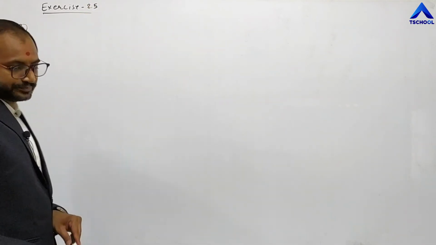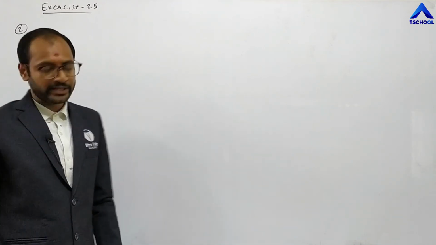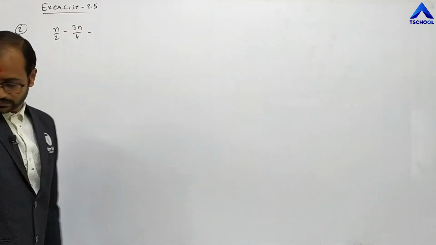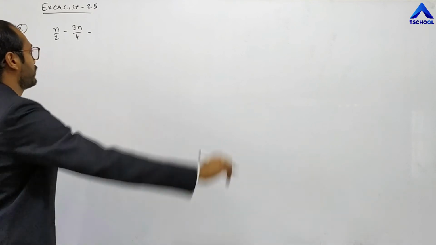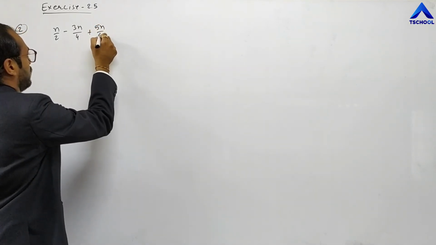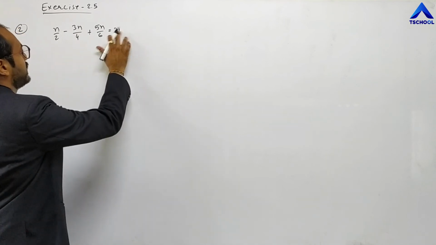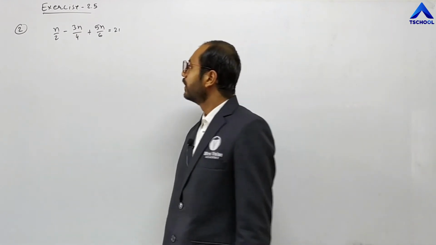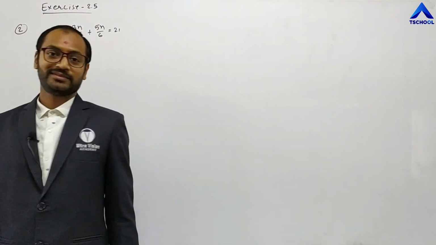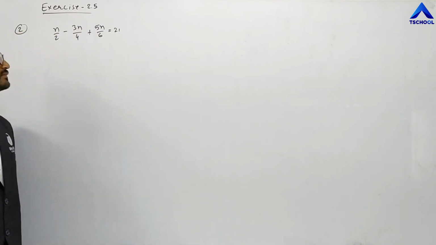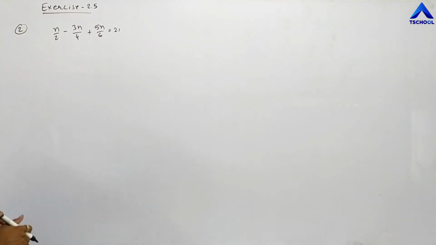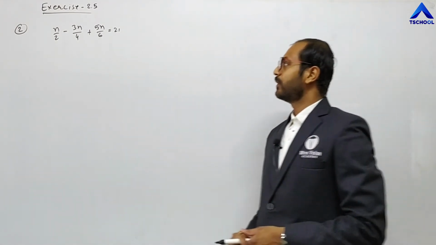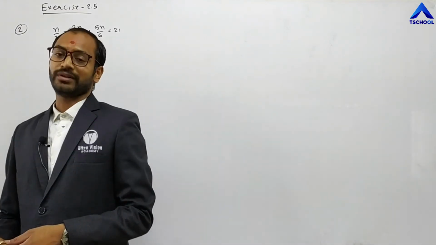Second problem, n by 2 minus 3n by 4 plus 5n by 6 equals 21. Now how can we simplify this? Here, what is the LCM of these all? What is the least multiple of these? So we have to find the least multiple of all these things.